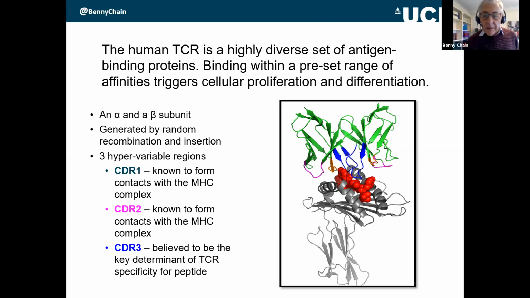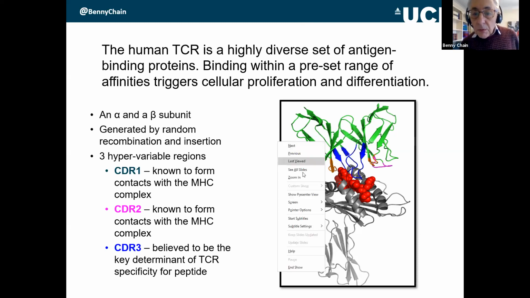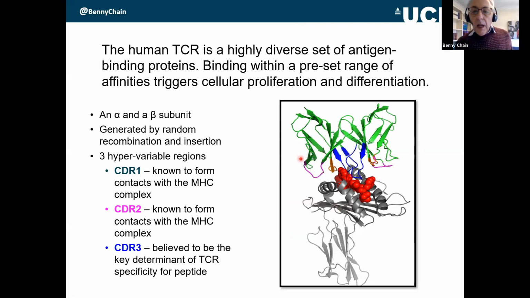So just a little bit of introduction to the T cell receptors. T cells are the white blood cells that are responsible for a lot of our immunity. Here is a structure of a T cell receptor at the top of this picture in green. So imagine this is on the surface of a T cell, which is up at the very top of the picture, and it sees antigens derived, let's say, from viruses.